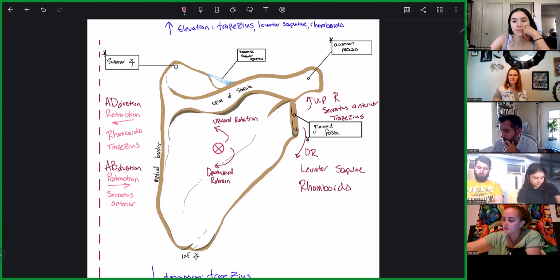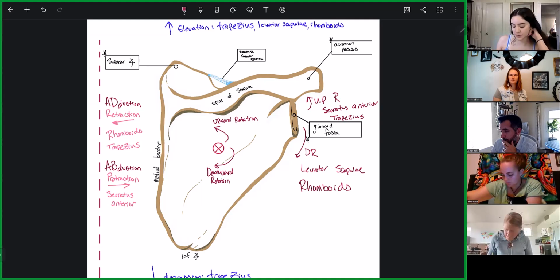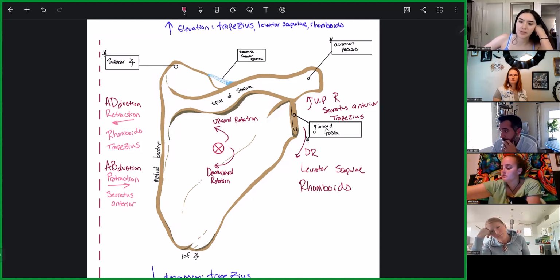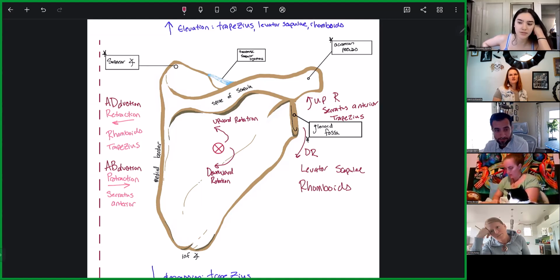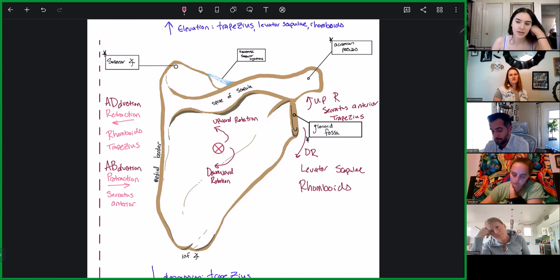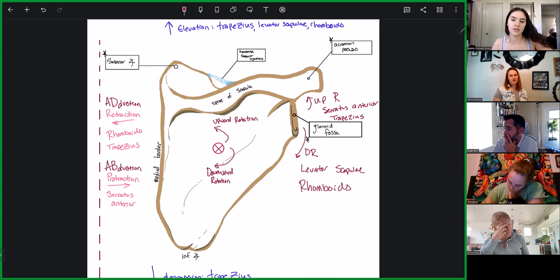And then Daniela? Oh, sorry. So for the downward rotation, I would think the latissimus dorsi would help in that. Is it because it's not attached to the scapula? Yeah. So latissimus dorsi is down there for sure.